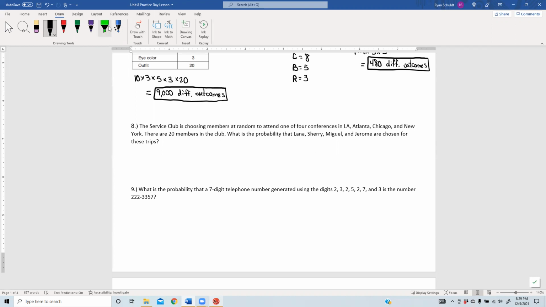So these are 4 people right here. Those are 4 people, which if they're choosing one person to go to each conference, that means they would want to choose 4 people. So does order matter here? No, order does not matter. I'm going to actually put that in red. Order does not matter.